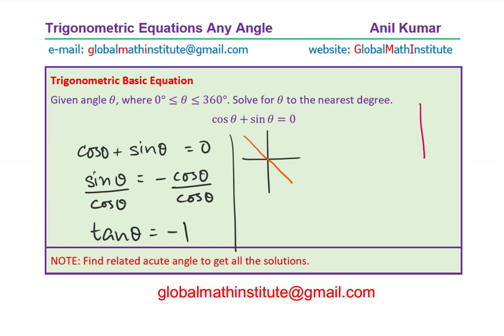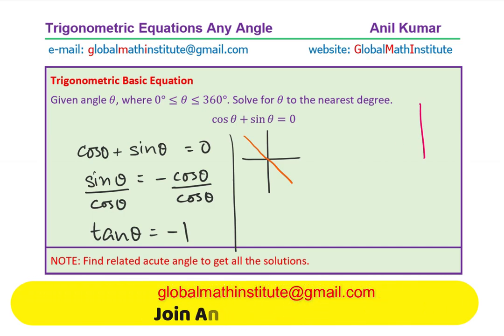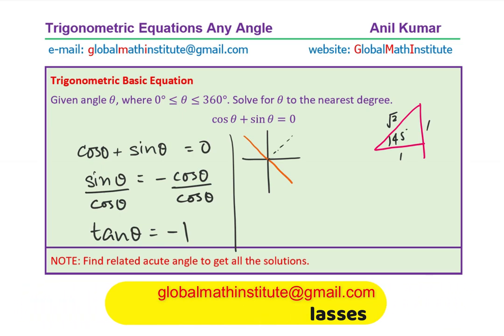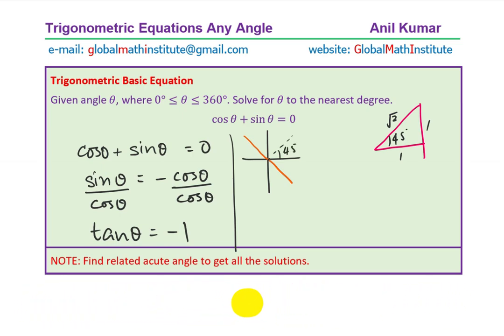And you know the very good triangle which we are looking into is 45 degrees triangle, right? In 45 degrees triangle, we know that the sides are 1, 1 and hypotenuse square root 2, and that gives you tan theta as 1, correct? So the related acute angle is 45 degrees. The two solutions will be theta will be 180 minus 45 and 360 minus 45, right?